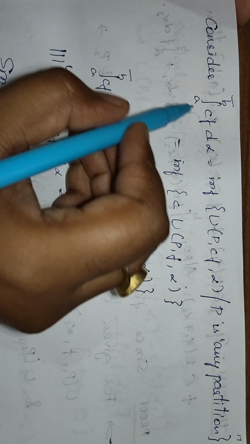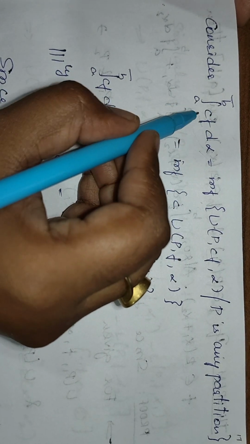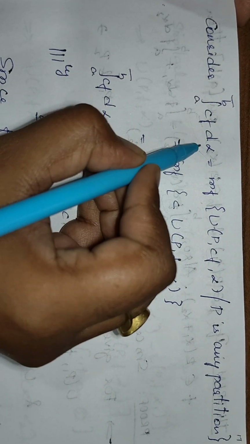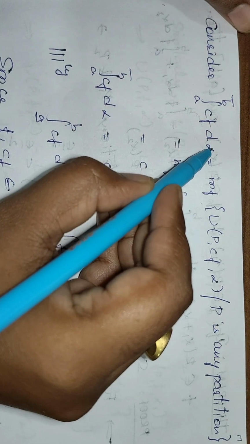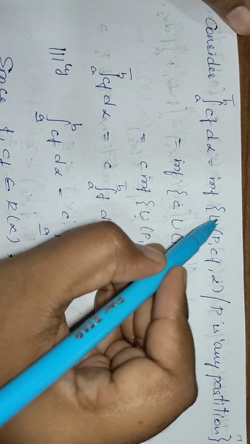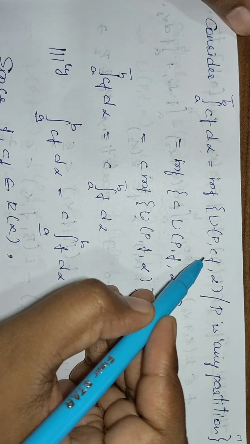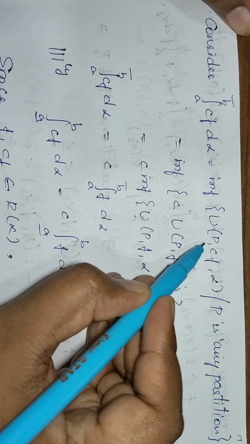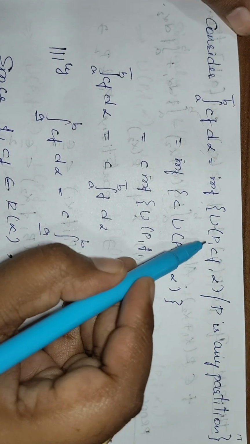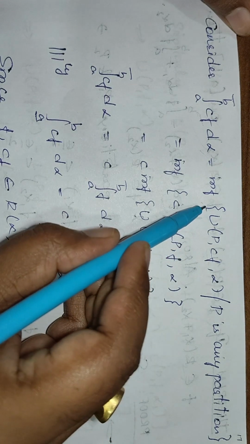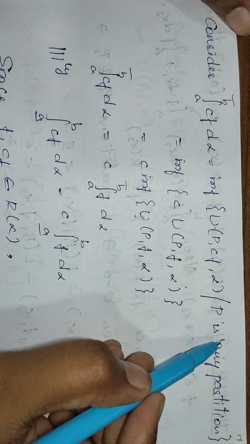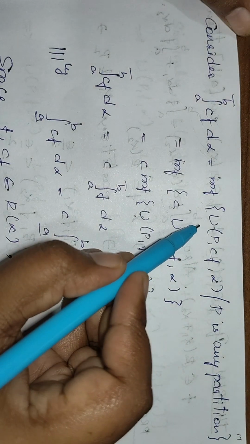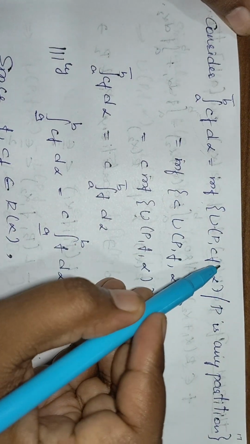Now consider the upper integral. Okay, upper integral of cf d alpha. Now according to the definition of upper integral, this is equal to the infimum of all U of cf with respect to the partition P. Okay, so I am taking the infimum of all upper sums. So here P can be any partition. So I am taking the infimum of all upper sums.